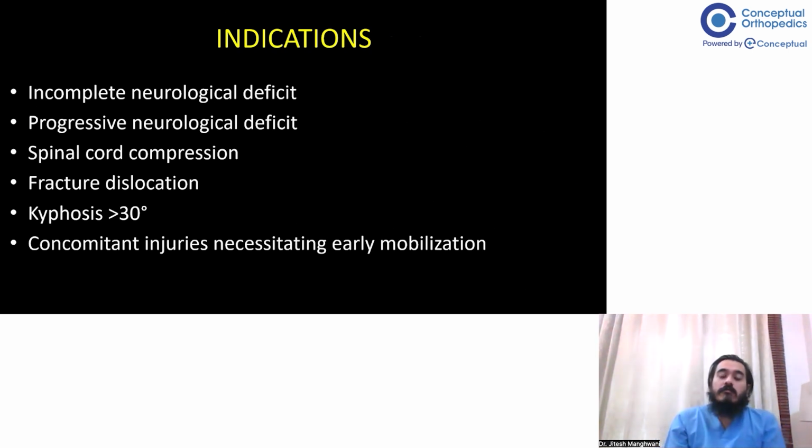That is, whenever the patient comes to us with an incomplete deficit or some amount of deficit, a real-time, progressive increase in deficit, spinal cord compression, fracture dislocations, kyphosis or deformity angle more than 30 degrees, or injuries which necessitate early mobilization.